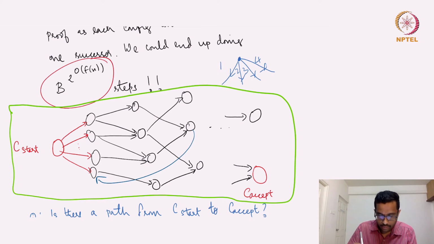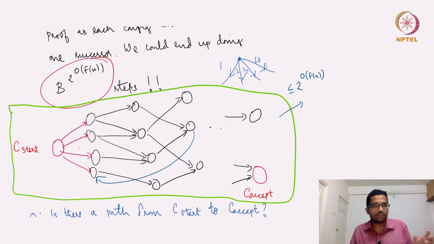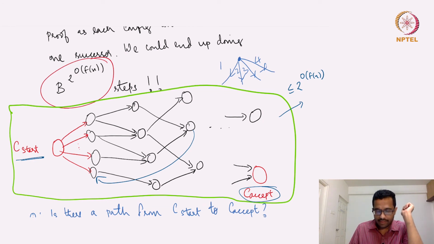We know that each vertex in this configuration graph is a configuration. So we know that this graph has at most 2^O(f(n)) vertices, and there are two designated configurations. One is the starting configuration, and one is the accepting configuration. We want to know whether there is a path from the starting configuration to the accepting configuration, right? And this is a directed graph.